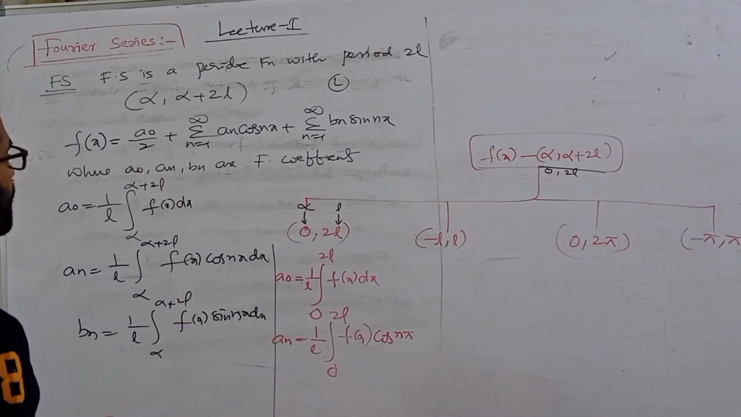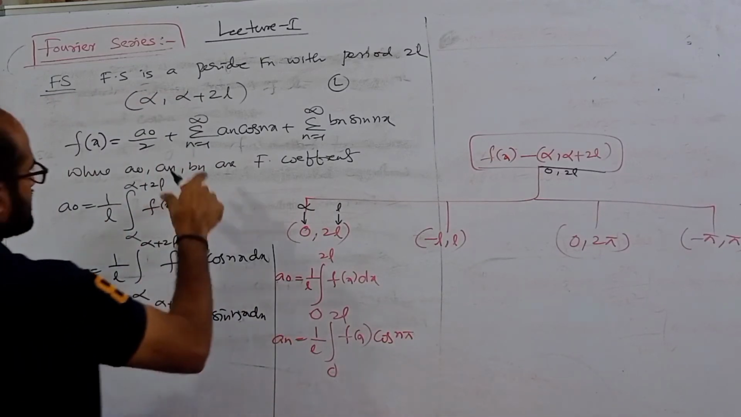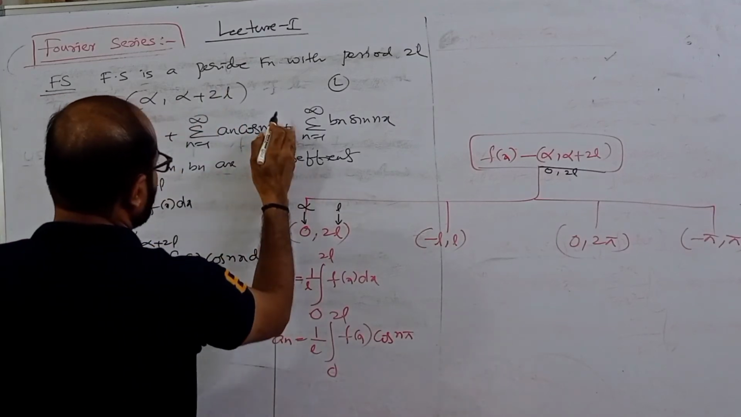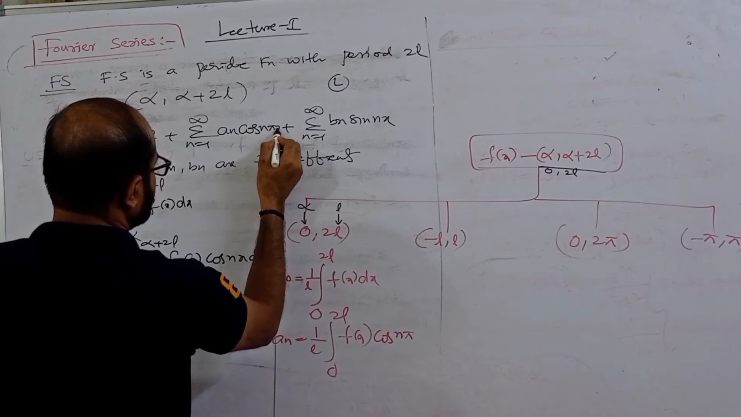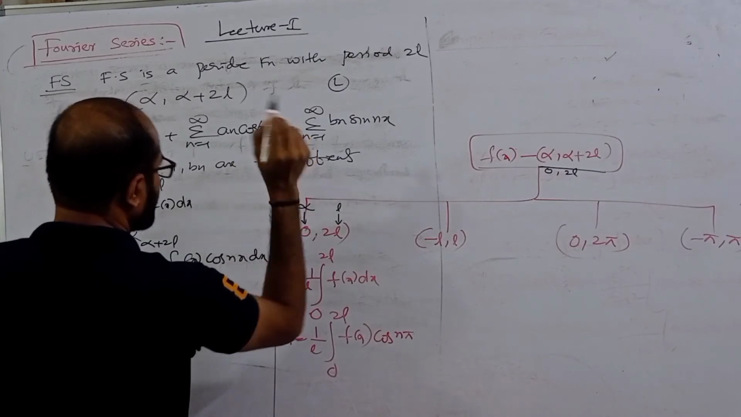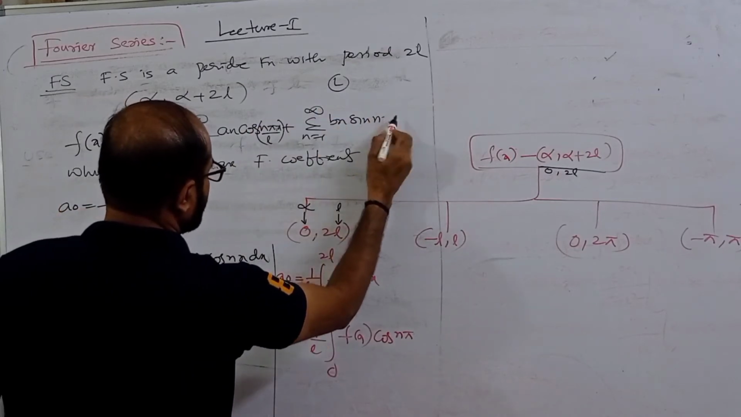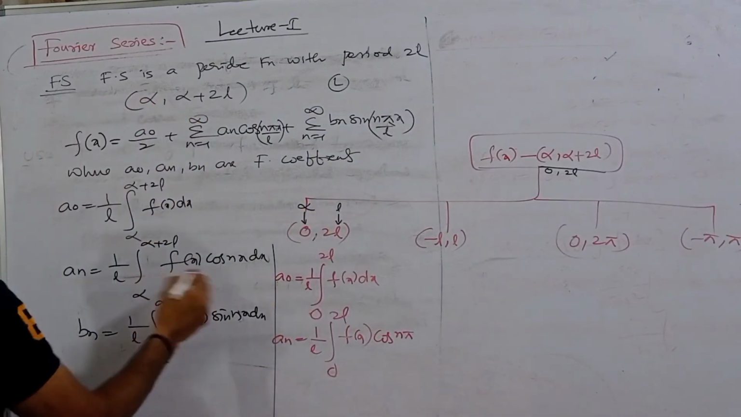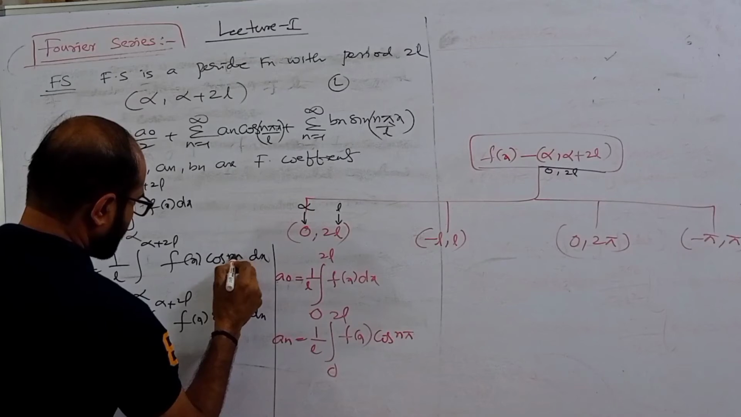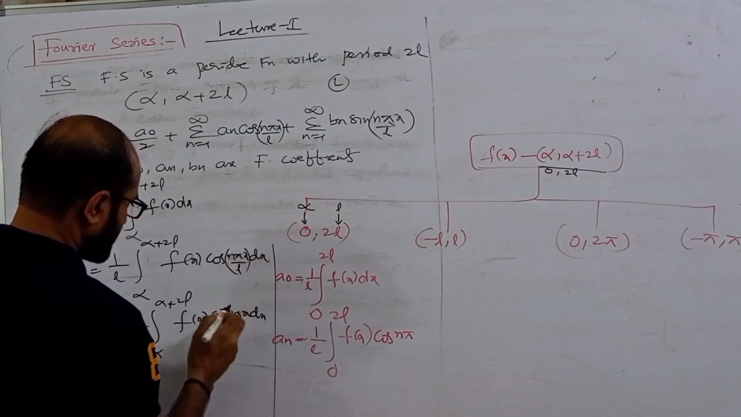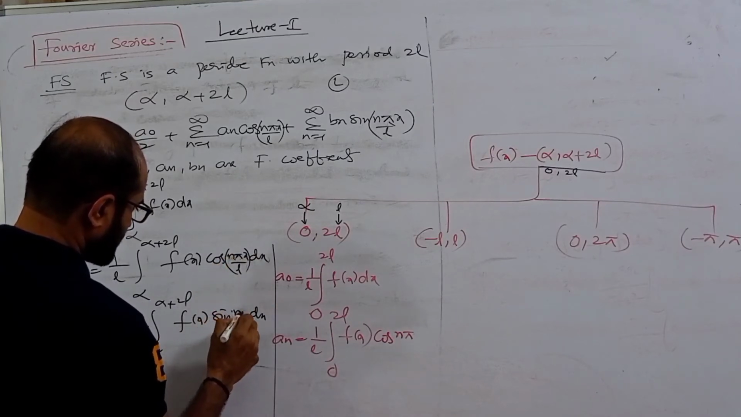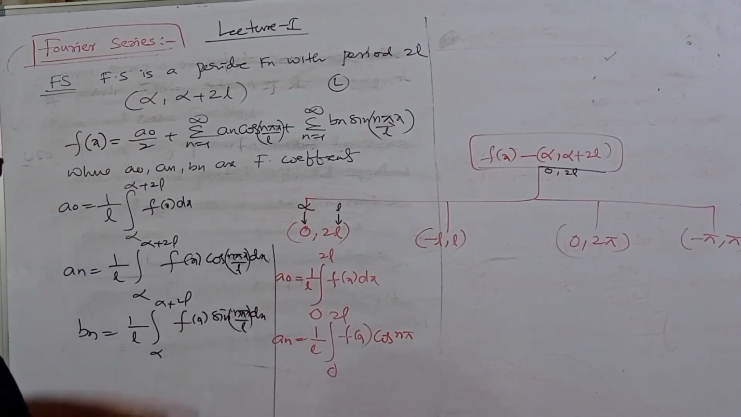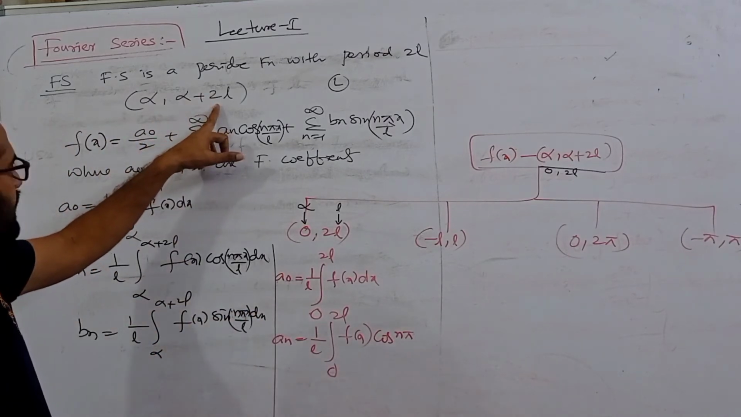See here, whenever we are expressing this in the interval alpha to alpha plus 2L, then you can write cos n pi x by L. So this is cos n pi x by L, general formulas. Write it down like this. Then what is this? Here also cos n pi x by L. Later I can change it to sin n pi x by L. So these are the general formulas in alpha to alpha plus 2L, right?